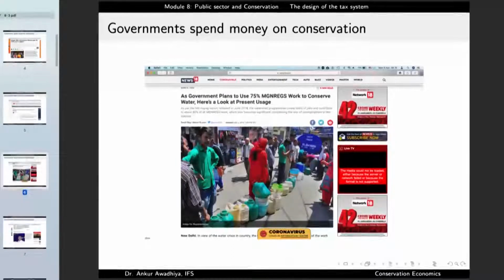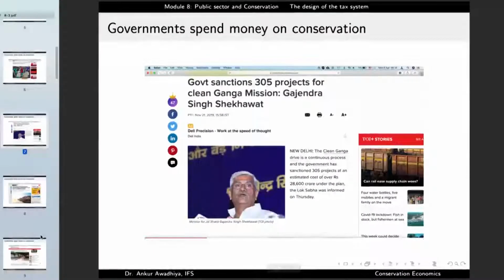Or this one, as government plans to use 75% of MGNREGS work to conserve water. So what the government is doing is that it is using this scheme of MGNREGS for water conservation, which means that a particular portion of the budget is being used for conservation purposes, in this case for the conservation of water.